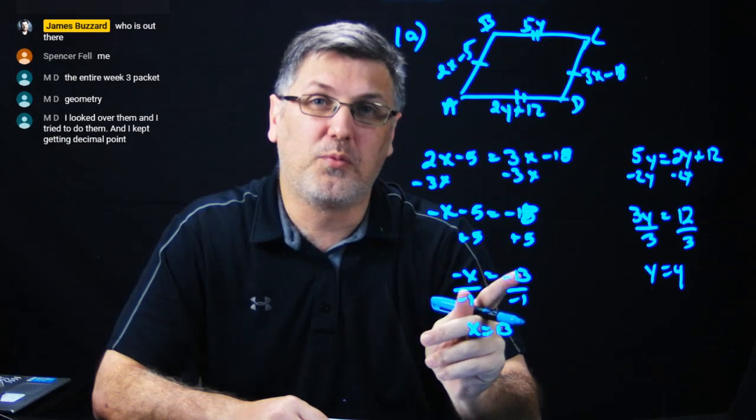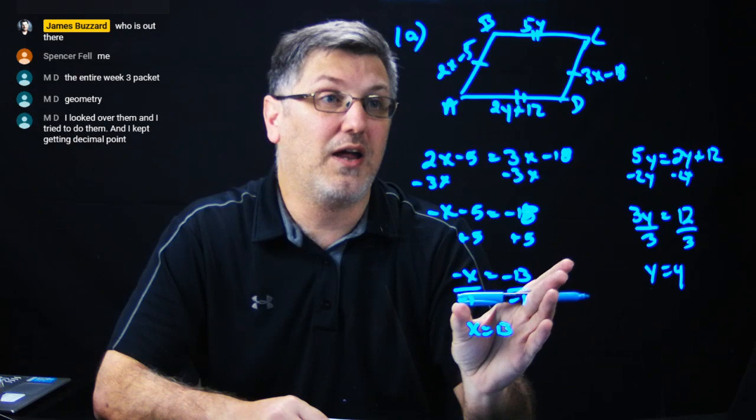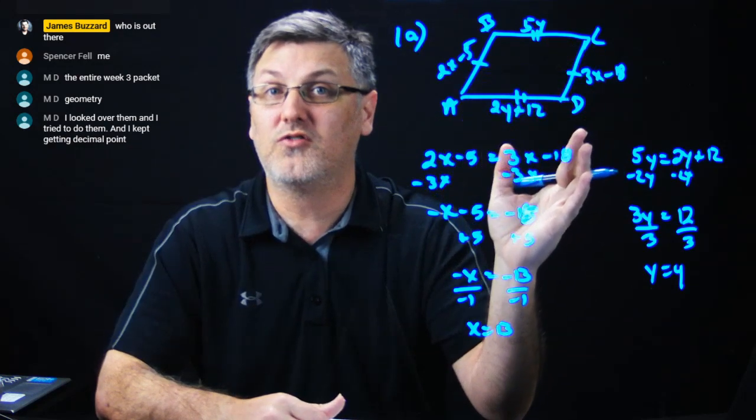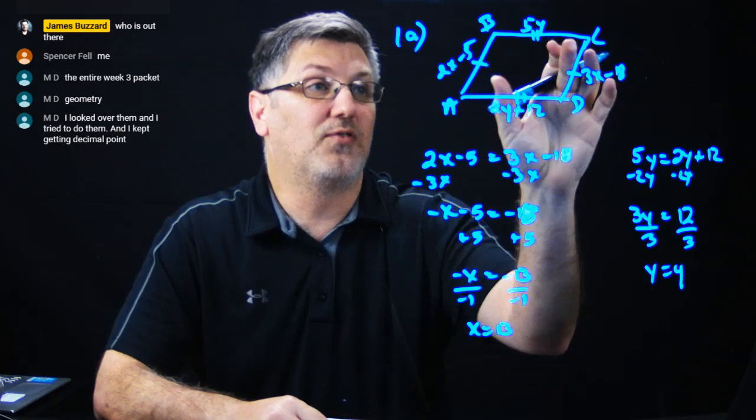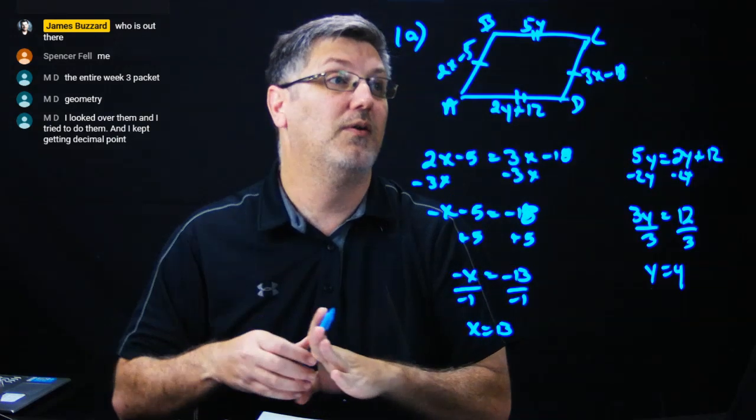I think you did your algebra wrong if you were getting a decimal. So this is how you do 1A. 1B has the angles, but it's the same idea. Opposite angles are congruent, so you set your opposite angles equal to each other and solve the same way. Just watch your algebra.